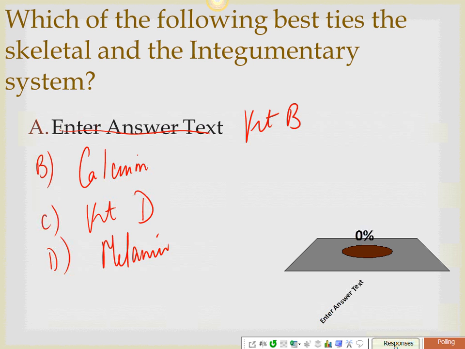How many people choose vitamin B? Nobody, so that's 0. How many people choose calcium? About three people. How many choose vitamin D? The majority of the class, so I'm going to put 90% here. And melanin? No one, so that's 0. Yes, it is vitamin D. Remember, it's the vitamin D present under the skin, which when activated, helps you absorb calcium. So that's what ties the integumentary with the skeletal system.